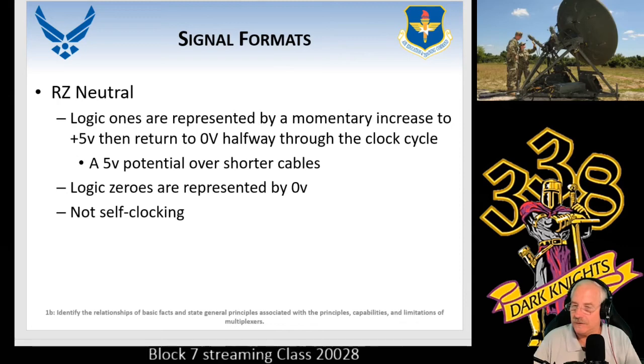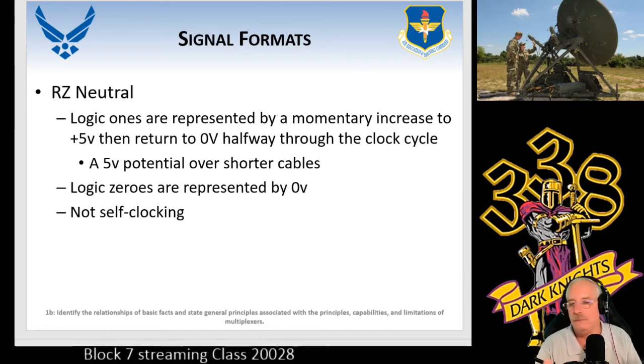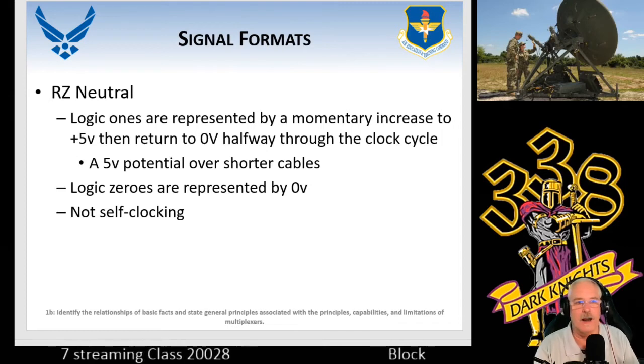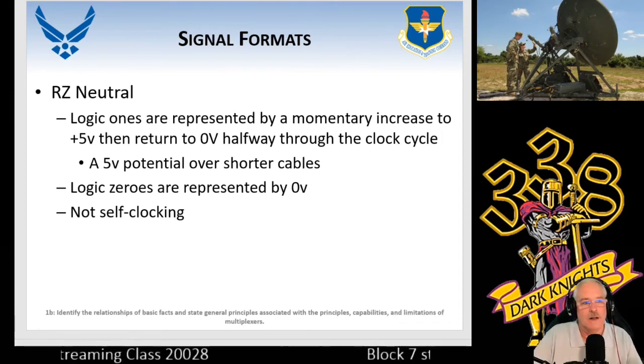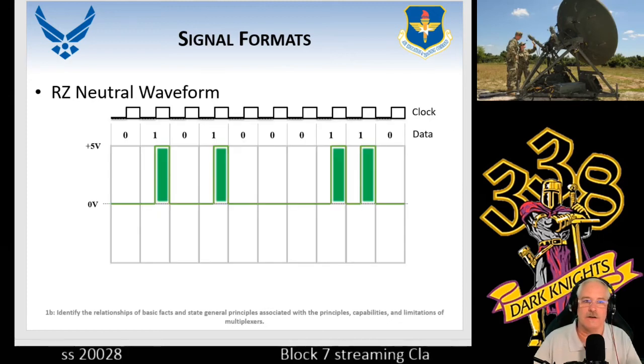Neutral, this is the 5-volt difference. It is not self-clocking, but there is going to be a little bit of a difference, hence the namesake. It's going to return to zero halfway through the clock cycle. The problem is all ones are going to go back down to zero, but zeros are going to be the same, zero.